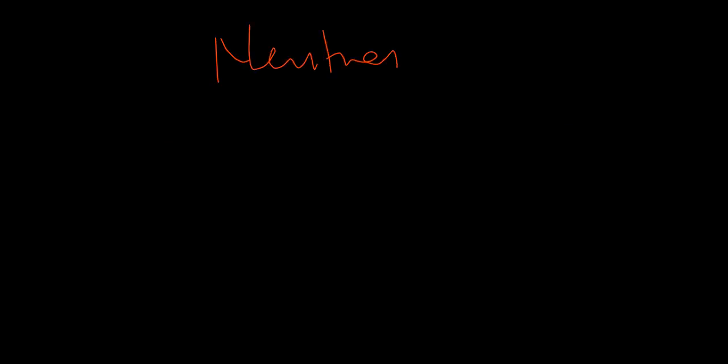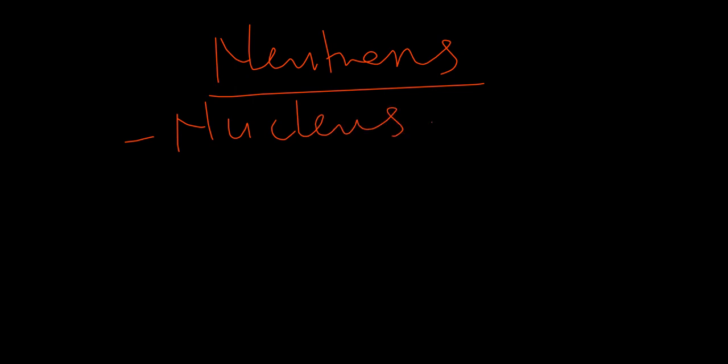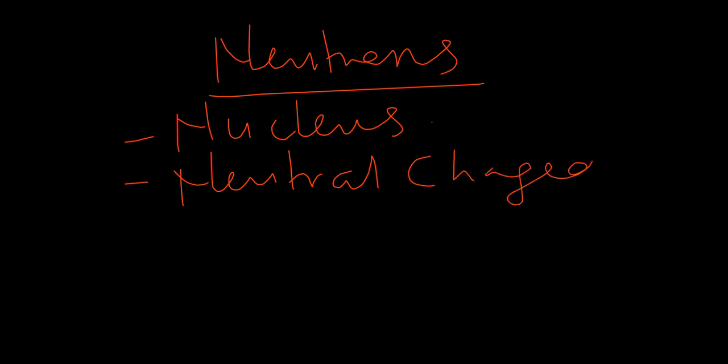Let's look at the third subatomic particle, the neutron. We've also established already that they are also found in the nucleus. What about their charges? They have neutral charge, which means that they have no charge, so they are neutral. And I believe that's where they got their name from. Neutron, neutral charge. What about their masses? They have a mass of 1 atomic mass unit.